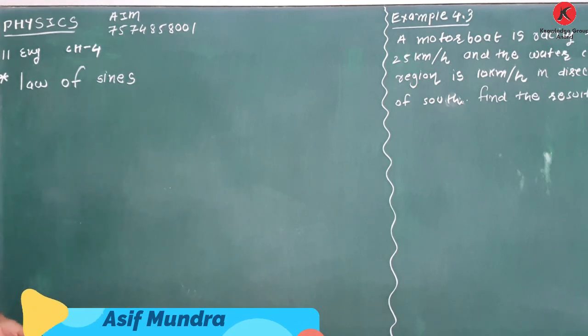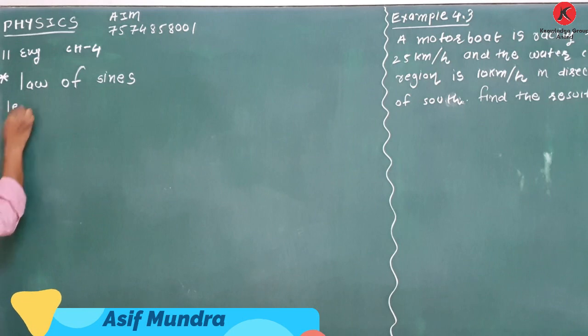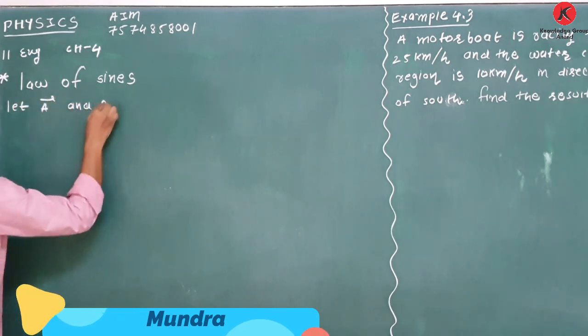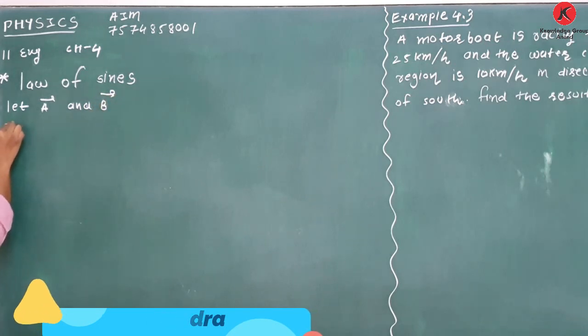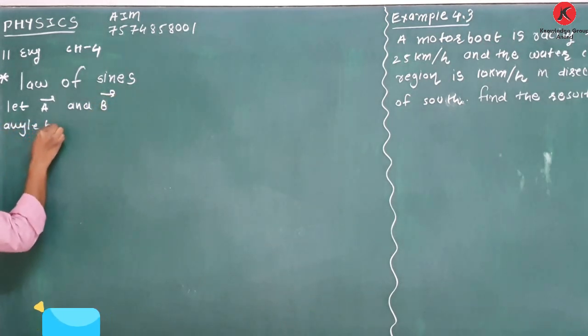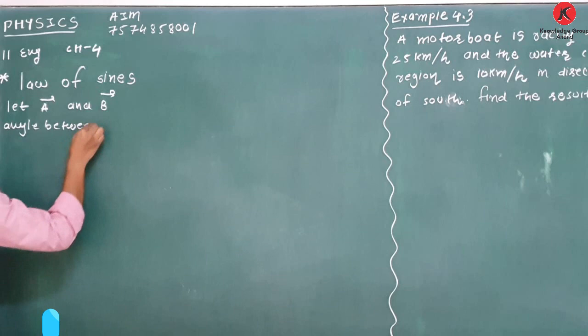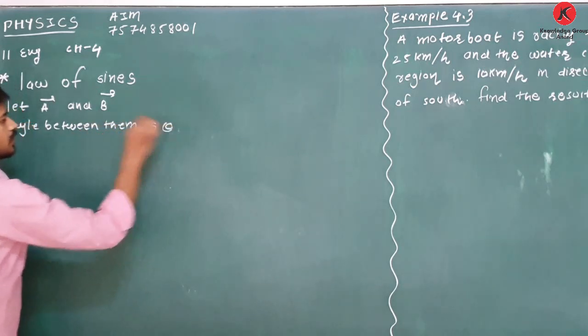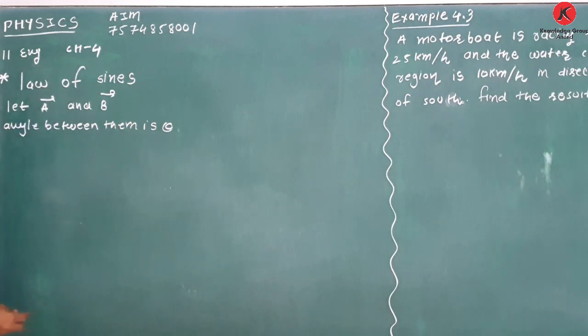We will assume we have two vectors A and B, and the angle between them is theta. Now I will draw these two vectors from the same common point.